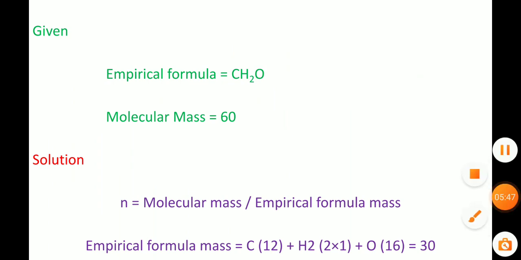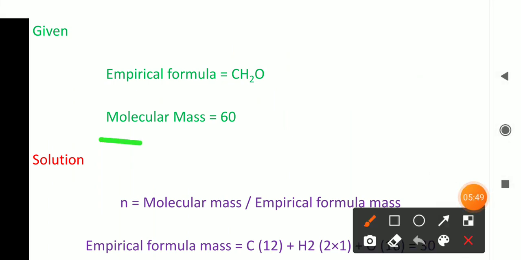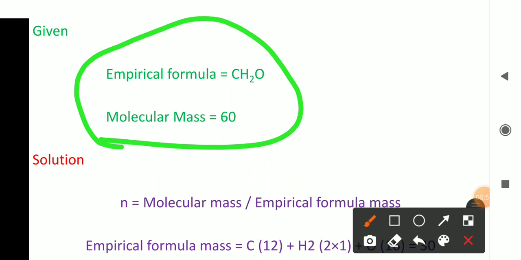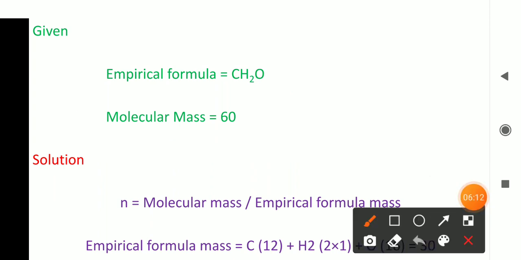Okay, come here. Now the solution. First I have written the given data from the problem. What are the things given? The empirical formula of the compound is given, which is CH2O, and the molecular mass of the compound is also given, that is 60. So empirical formula is equal to CH2O and molecular mass is equal to 60. Now for the solution, let me write the formula for n first. n is equal to molecular mass divided by empirical formula mass.